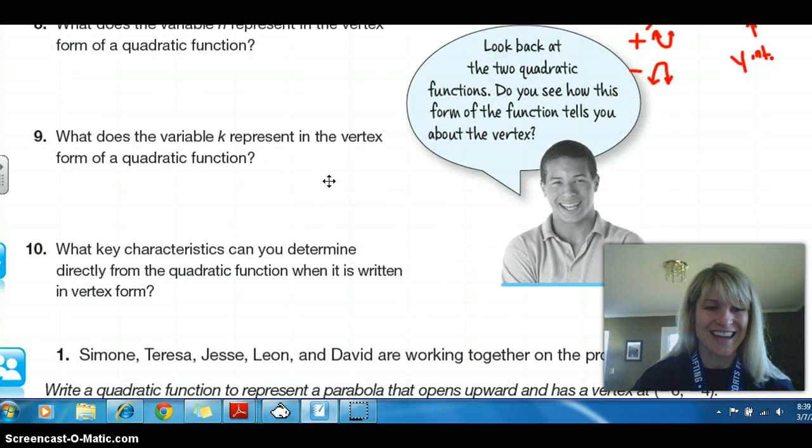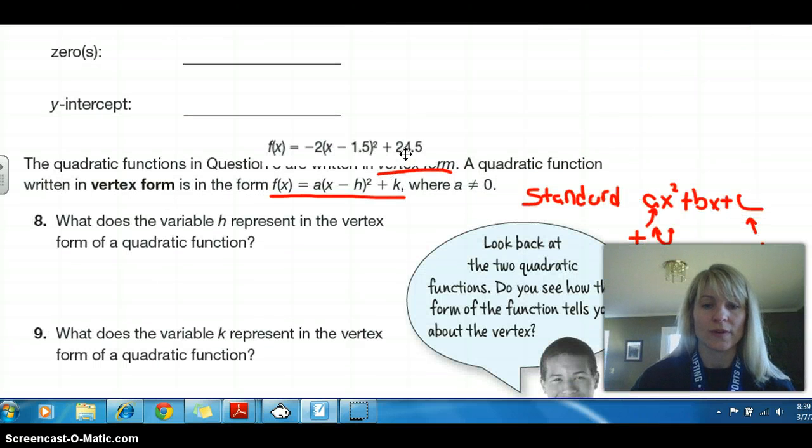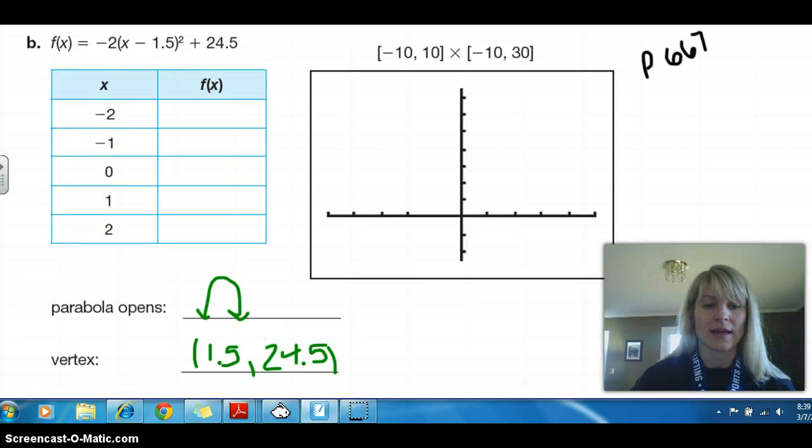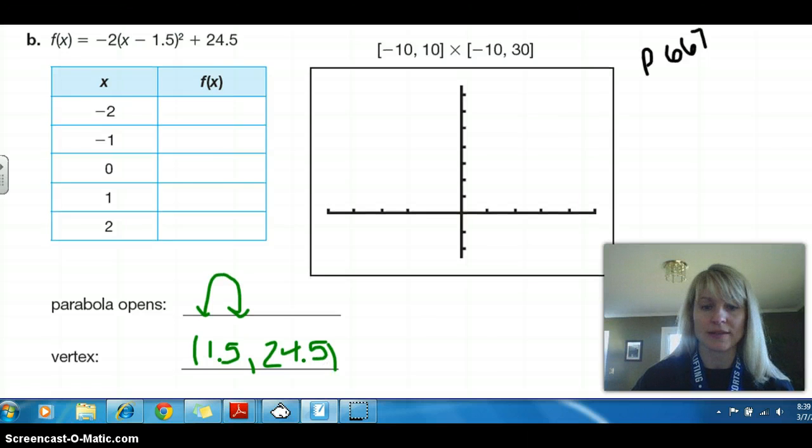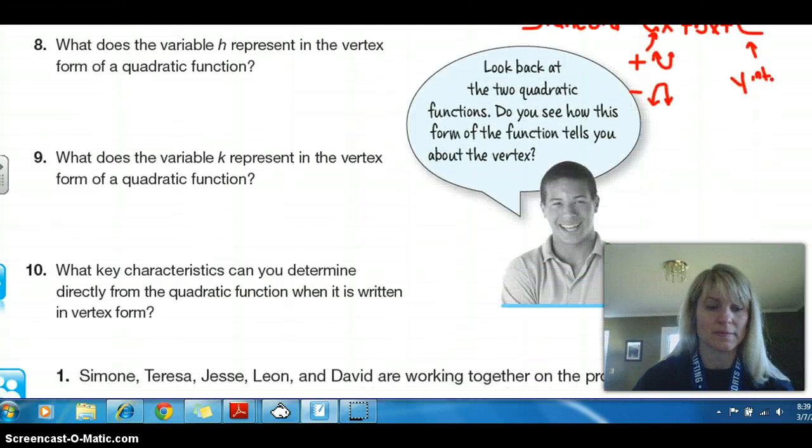It says, what does k represent in the quadratic function in vertex form? Well, we found that 24.5 is in place of the k, and that is the y value of our vertex, or our maximum. Okay, so fill those in.